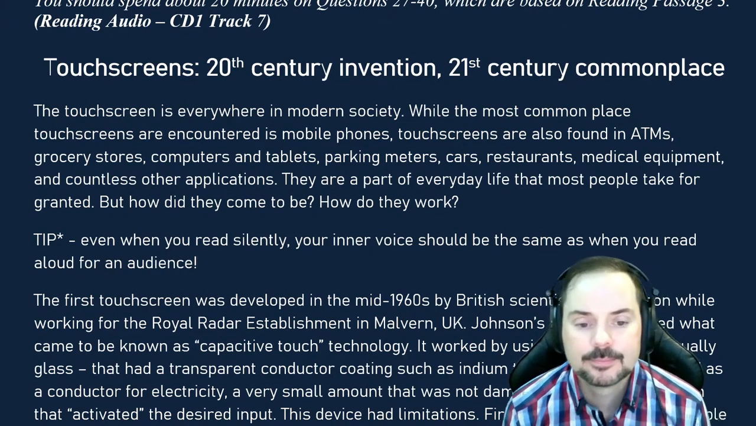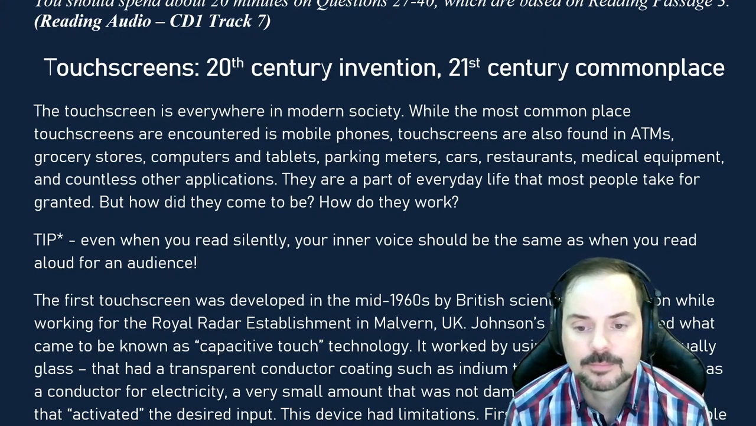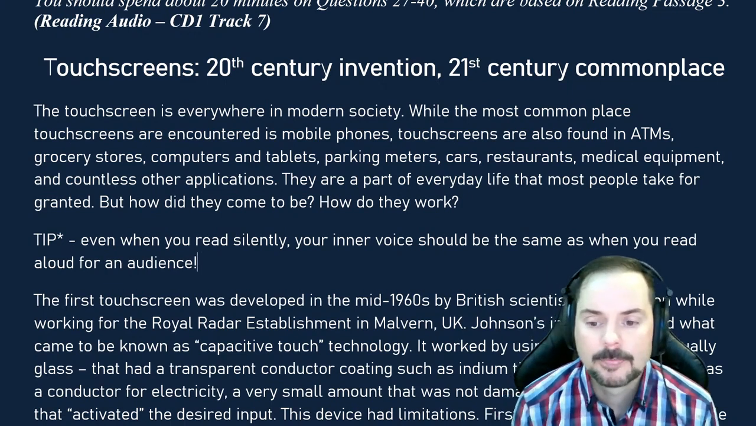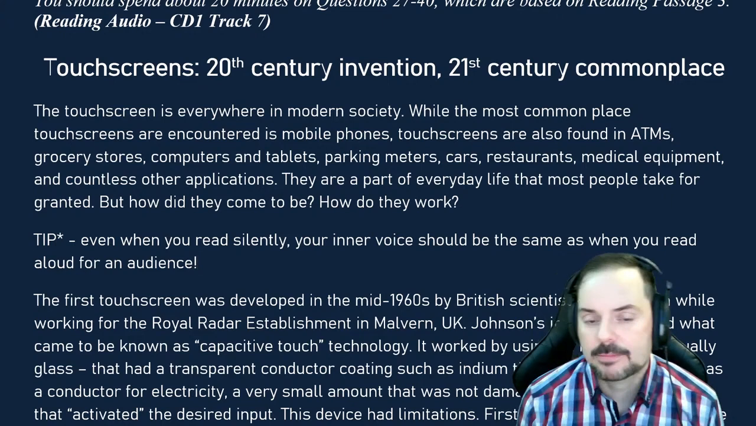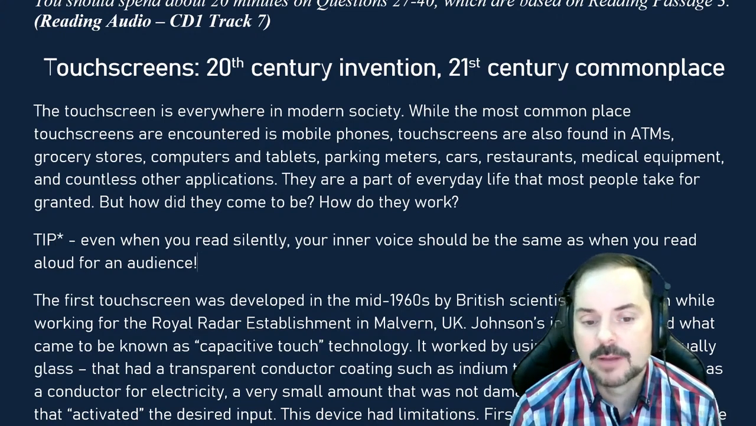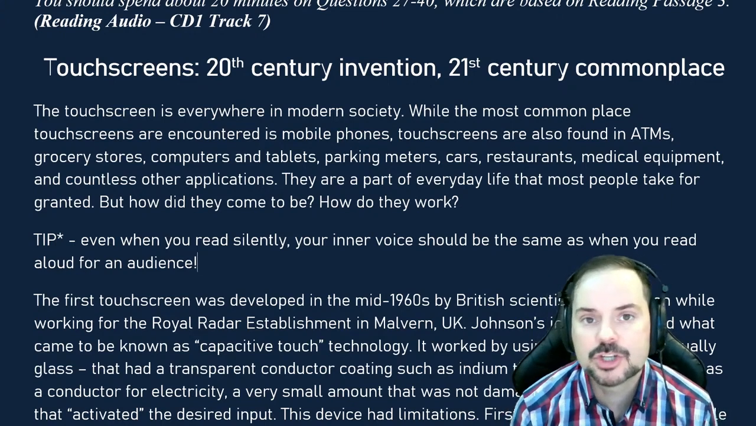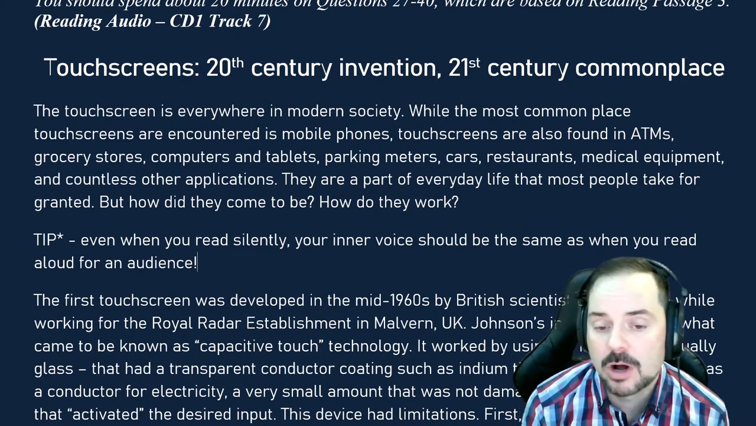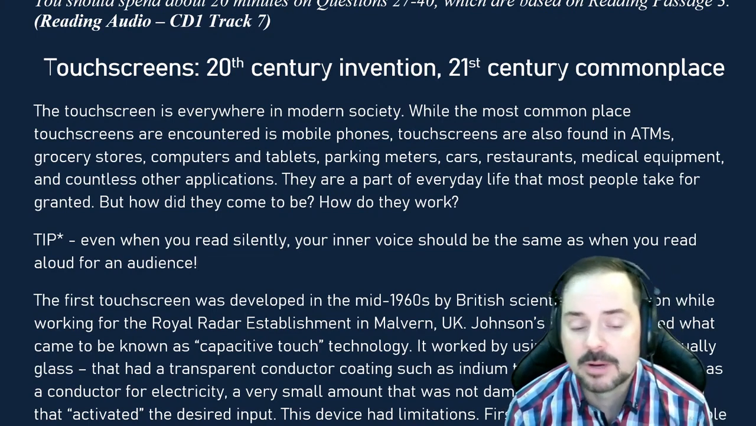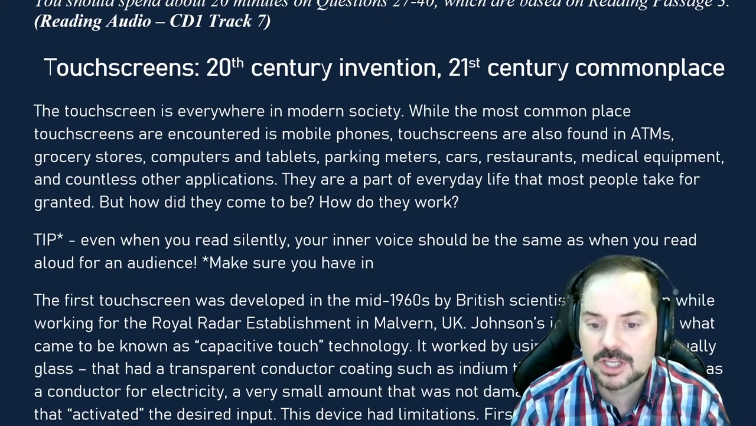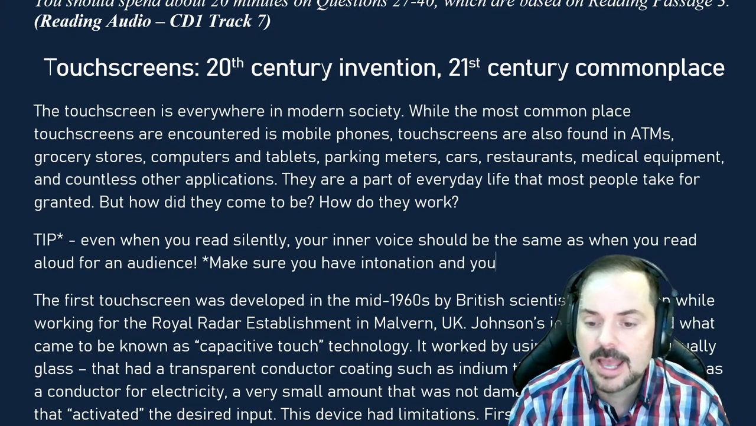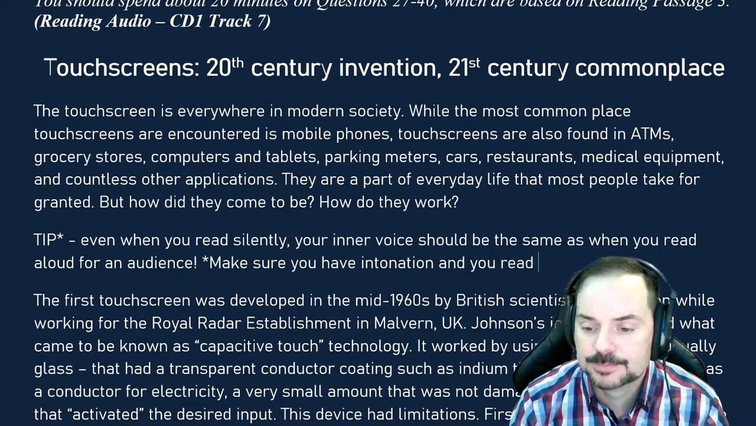Yes, sir. That I will have to read the same passage in the same manner, but I will have to remain silent, and that's the reason I will do the same. Yeah, kind of. Well, yes, in essence, yes. To be more specific, what I mean is make sure you have intonation, make sure you have pauses, make sure you read the punctuation. Yes. In your inner voice.